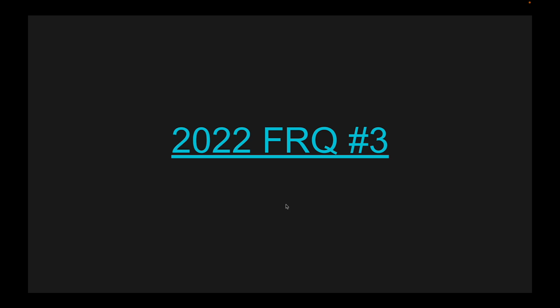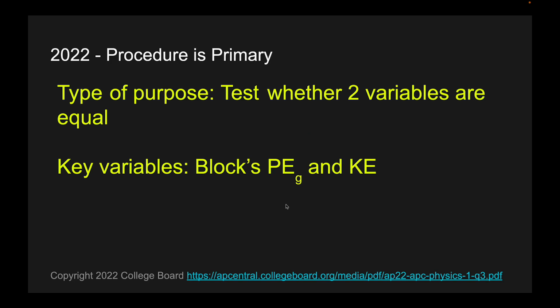Okay, so if you've unpaused the video, let's go ahead. In this question, we had to come up with a lot more of the procedure, and the purpose that we were serving was checking whether our two variables are equal. Those two key variables were the gravitational potential energy for the block and the block's kinetic energy. So we should focus on those. Our measurements should be aimed at making sure that they will produce these values.